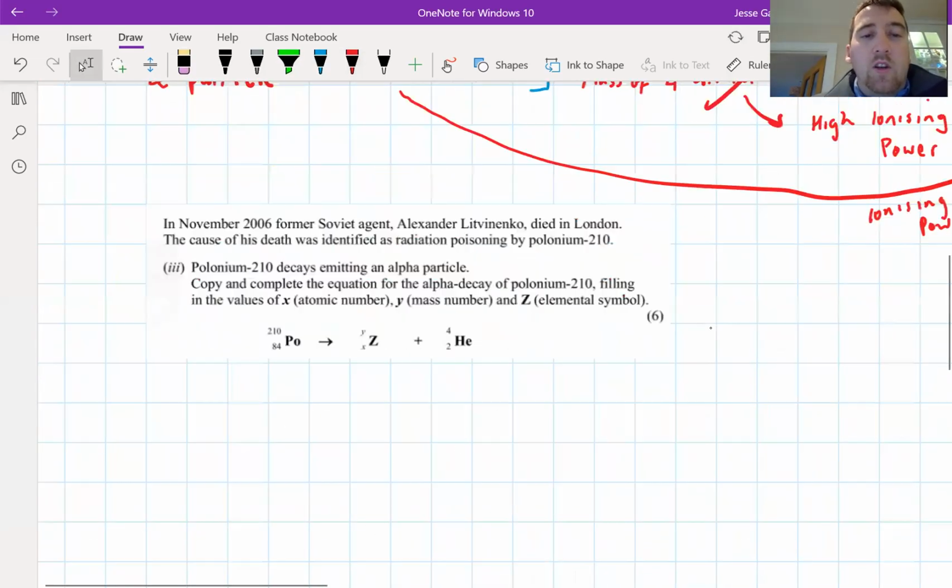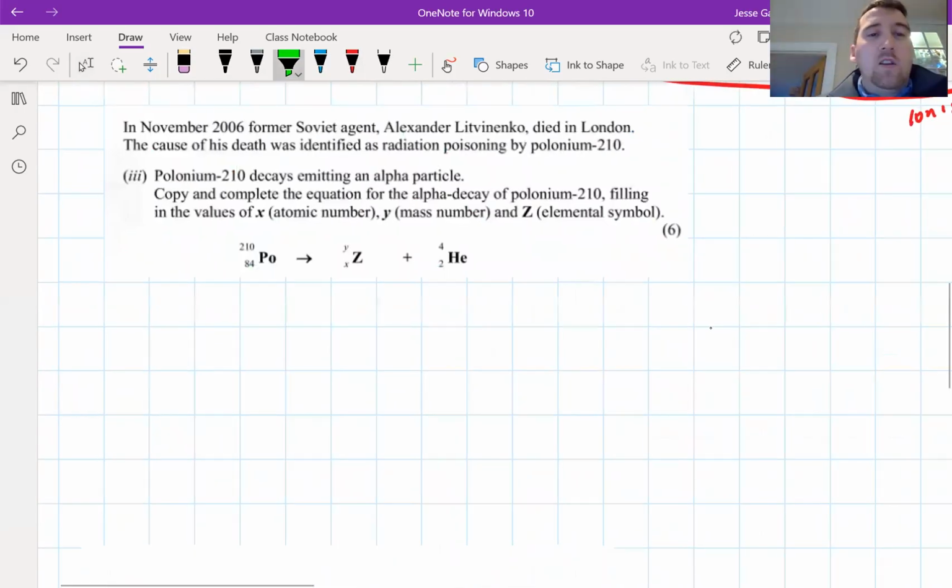All right, next question, let's look. It says, in November 2006, former Soviet agent Alexander Litvinenko died in London.